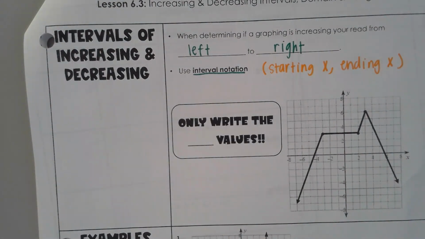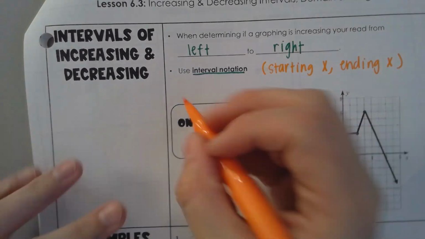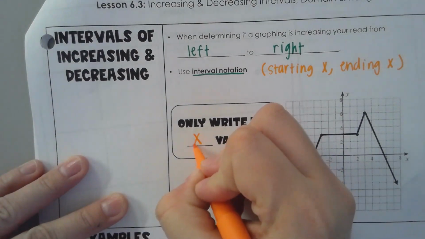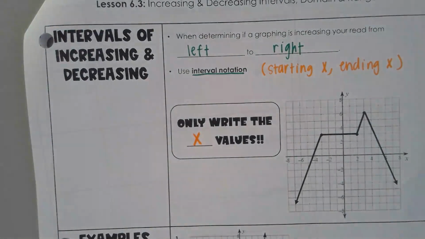And what I mean by that is we're going to look at the section of the graph where it's slanted up. Wherever it starts increasing, there's going to be a point. We're going to write that x value. Wherever it stops, we're going to write that x value. So what's really important is that you only write the x values of the points.